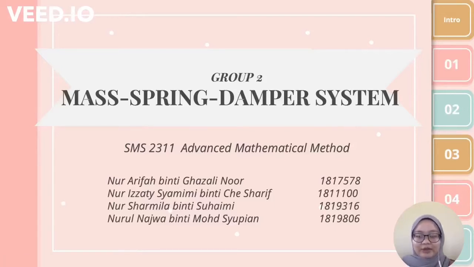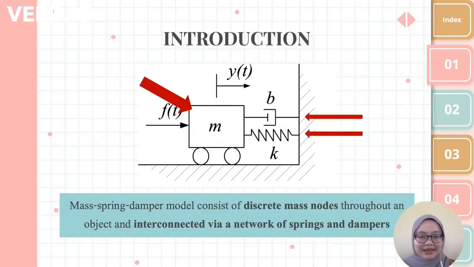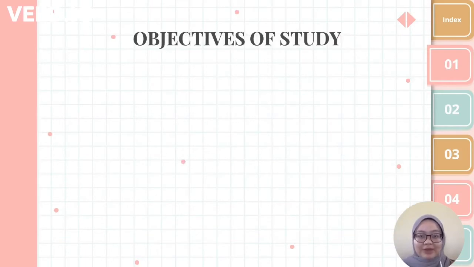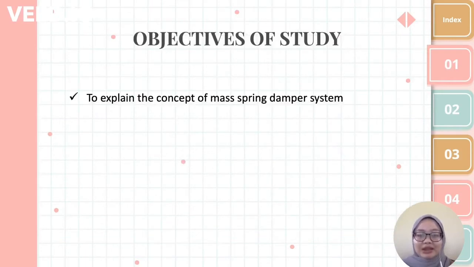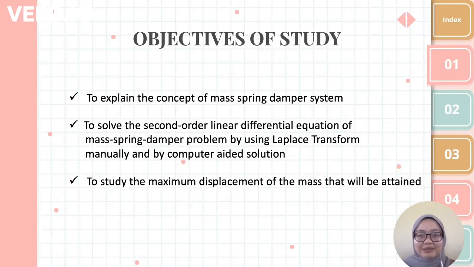For the project, our topic is mass spring damper system. Mass spring damper model consists of discrete mass nodes throughout an object and interconnected via a network of springs and dampers. The objectives of our study are to explain the concept of mass spring damper system, to solve the second order linear differential equation of mass spring damper problem by using Laplace transform manually and by computer-aided solution. And lastly, to study the maximum displacement of the mass that will be attained.